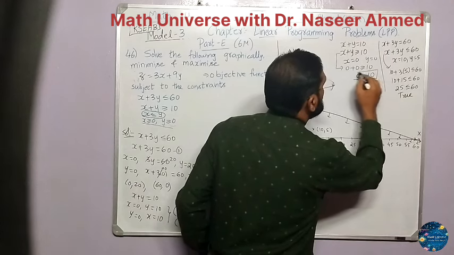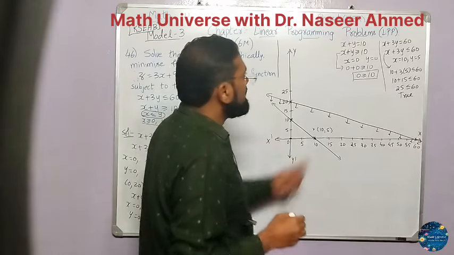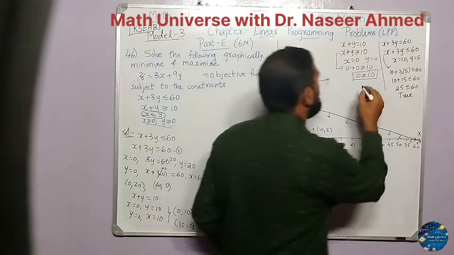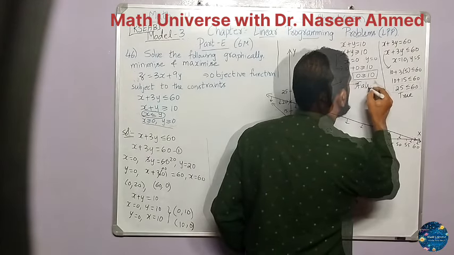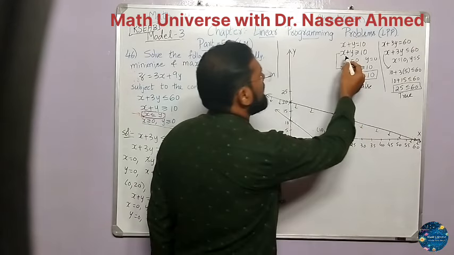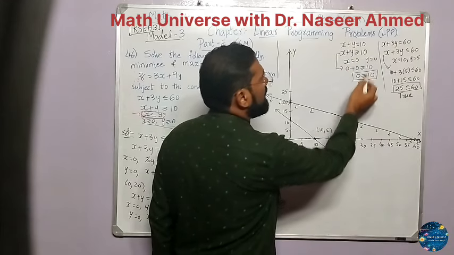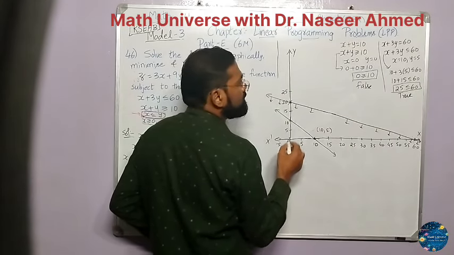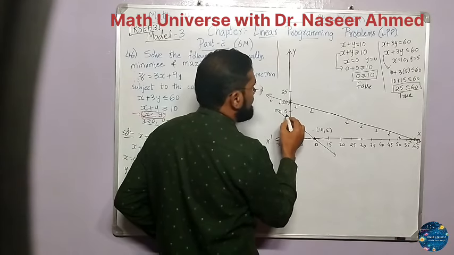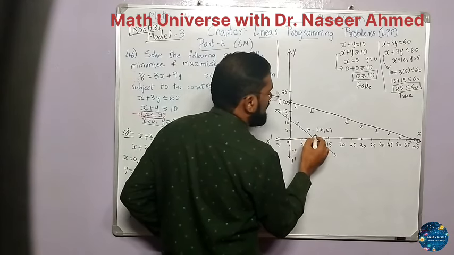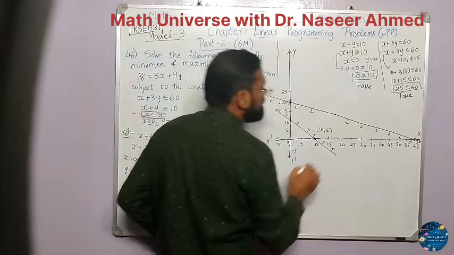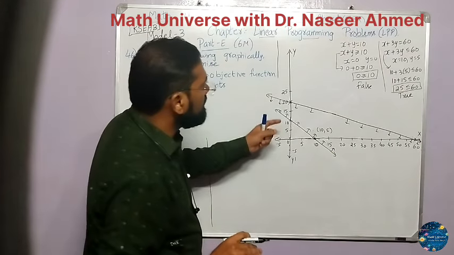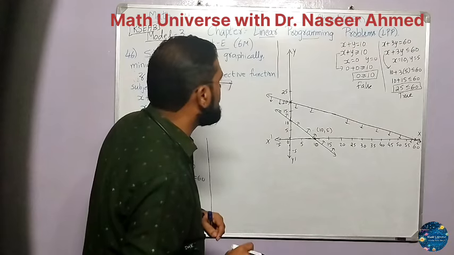Is 0 more than or equal to 10? Is 0 more than 10? No. Is 0 equal to 10? No. So it is what? False. So since for x plus y greater than or equal to 10 we have got false, and we have taken the point here, the origin, so it is false. So I have to shade the opposite side, opposite to the line. So here we have got the solution for the second inequality.